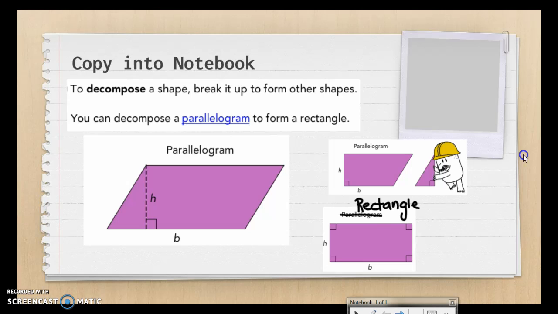Okay? And notice we draw this line where a 90-degree angle is formed. Okay? That's very important to remember because this H right here is going to help you find your height. Let's keep going.